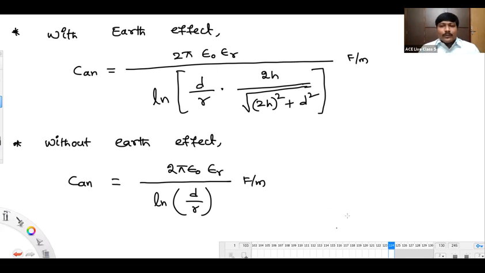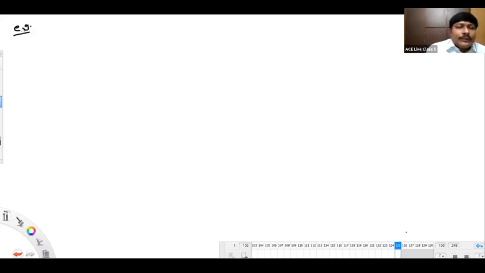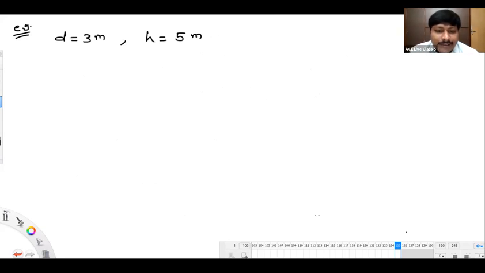Okay, listen to me. I'll give some numbers of d and h. You are about to compare d and h, right? Could you please tell me whether it is possible to neglect the effect or not? Let's say, for example, the distance between the conductors is 3 meters, and the height of the conductor from ground level, h, is 5 meters. With these numbers, is it possible to neglect the earth effect or not? D value 3 meters, h value 5 meters.